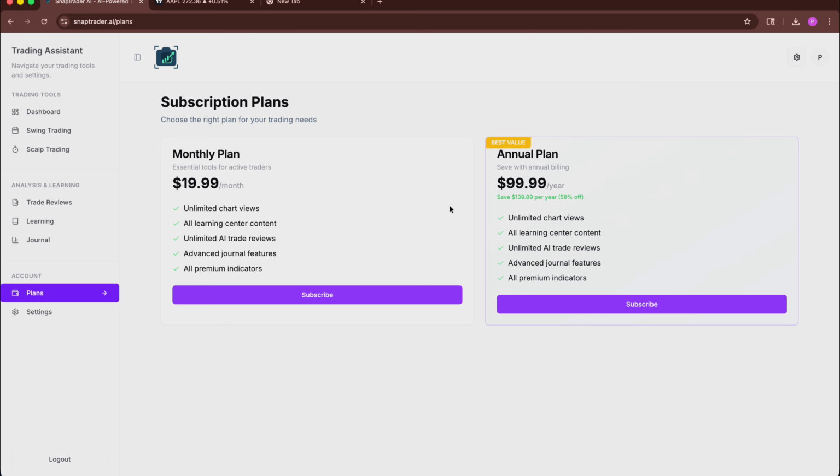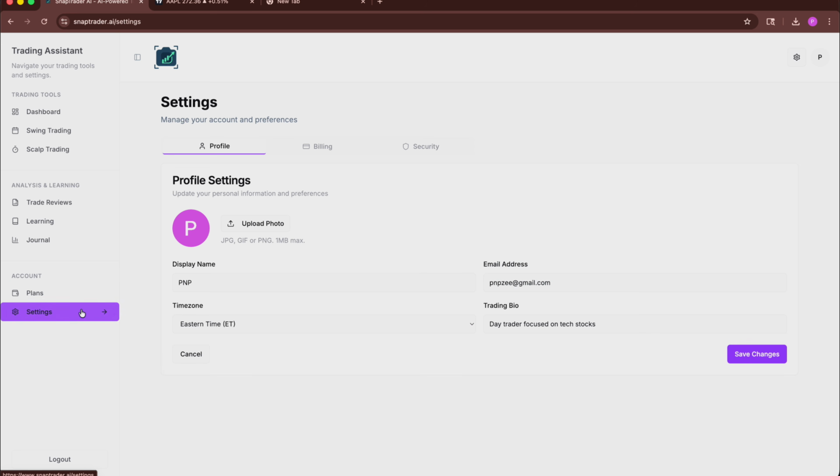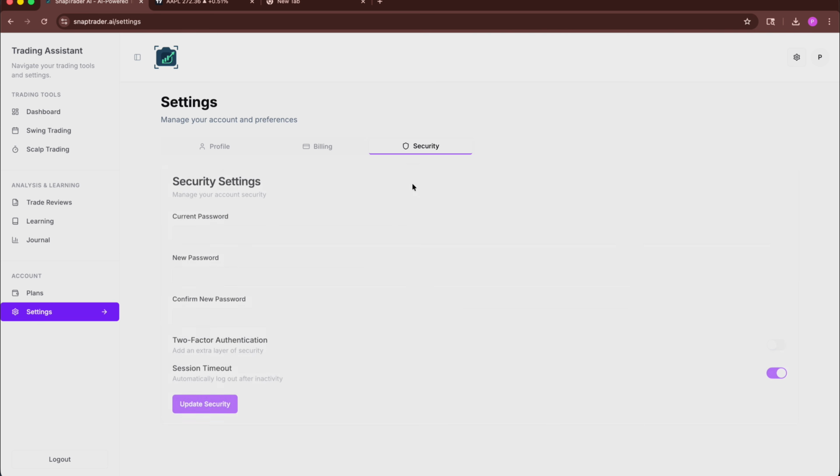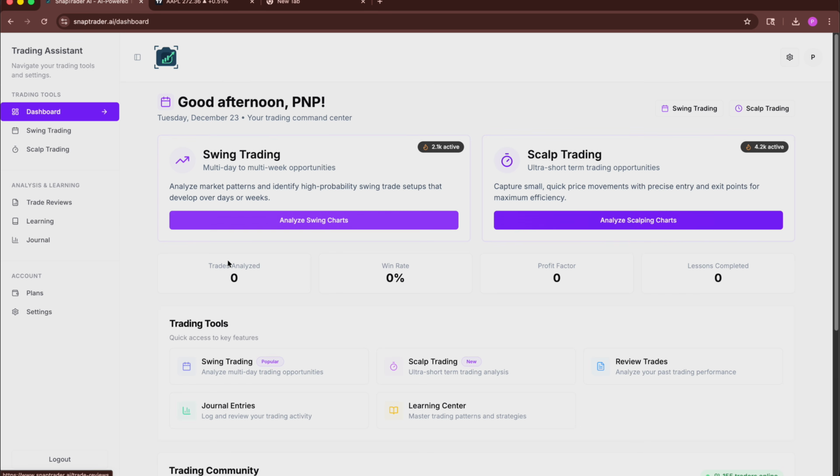So it'll hook people on to the $10 a month price point and say, wow, this is a really good deal. I might as well try it out for the first month for $10. In your settings, you're also able to change your display name, time zone, trading bio, email address, and more, billing and security information. And that was a full SnapTrader AI tutorial and mini review.